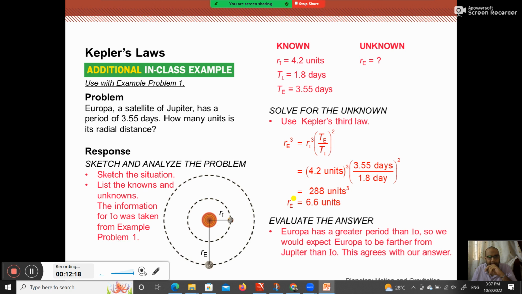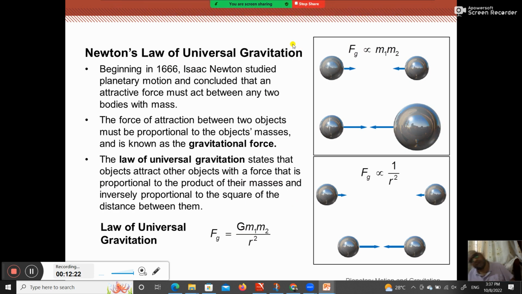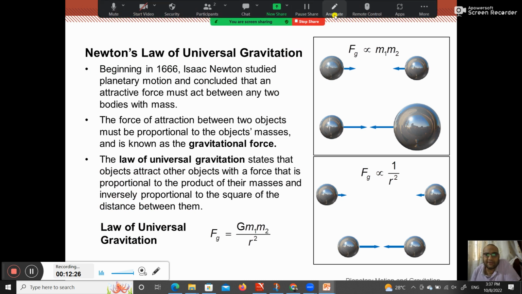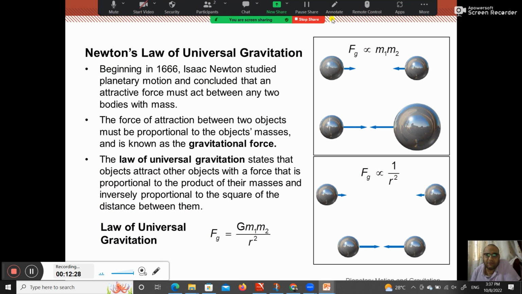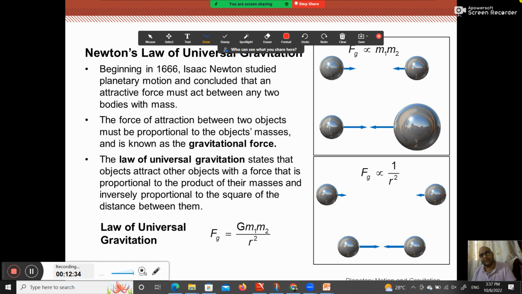For example, the universal law of gravitation. The universal law of gravitation represents the gravitational force which exists between two objects that have masses m1 and m2. يبقى انا عندي هنا mass m1 وعندي mass m2.